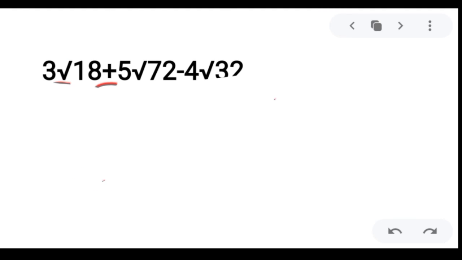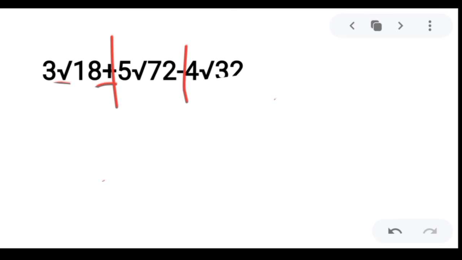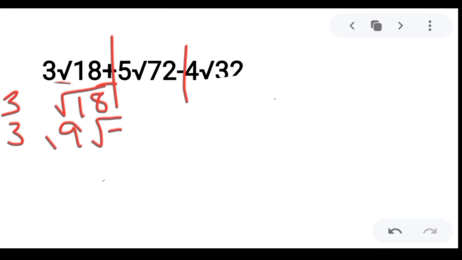Ngayon, meron tayong given dito guys na 3 square root of 18 plus 5 square root of 72 minus 4 square root of 32. Paano natin ito i-simplify? Una, gawa tayo ng tatlong layer. Kuhain natin itong una. Ihiwalay natin 3, imperfect square ng 18. Hanap tayo ng number na perfect square na pwedeng i-multiply sa small number. So, 9, 9 square root of 2.